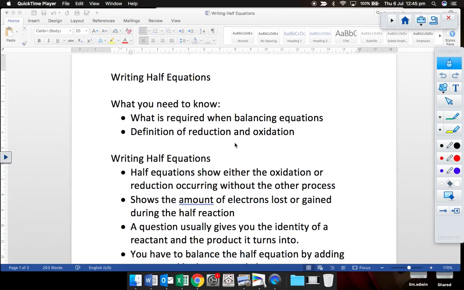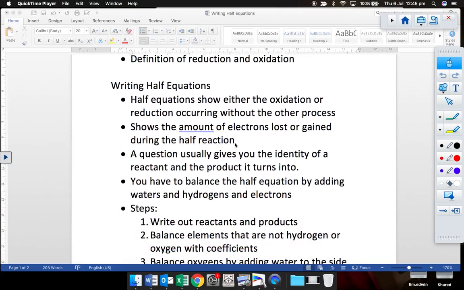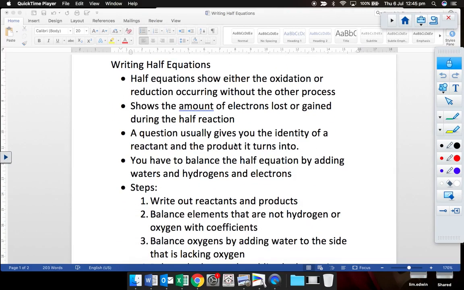So, first of all, what do you need to know before we get onto this video? What is required for balancing equations? Pretty much you need to remember that you need to have the same amount of things on either side of the equation, and you need to know the definitions of reduction and oxidation. That should be fairly straightforward. You should already know most of those things, so let's get on to writing half equations.